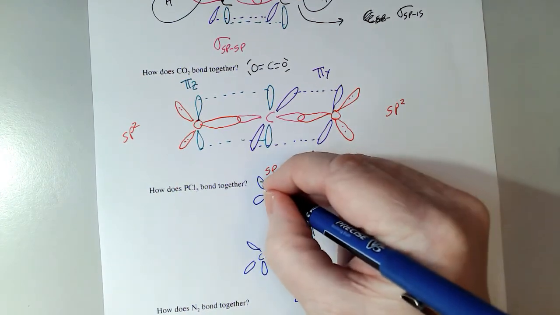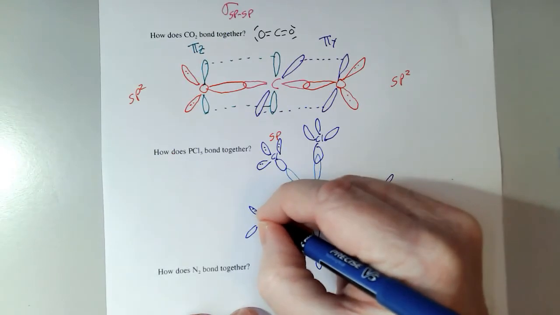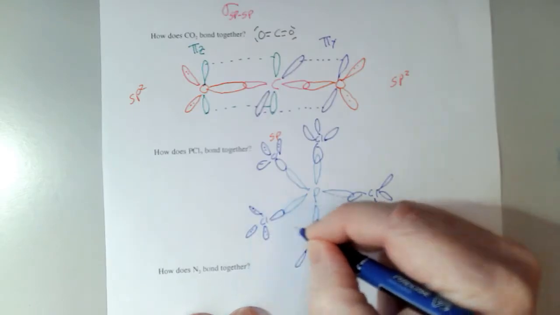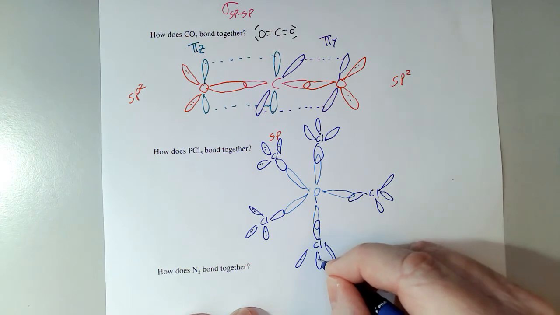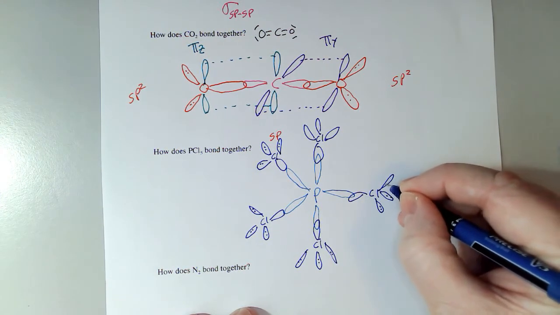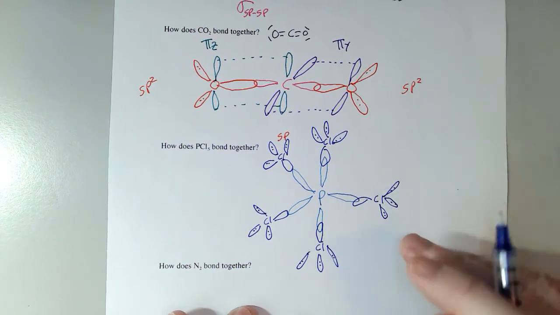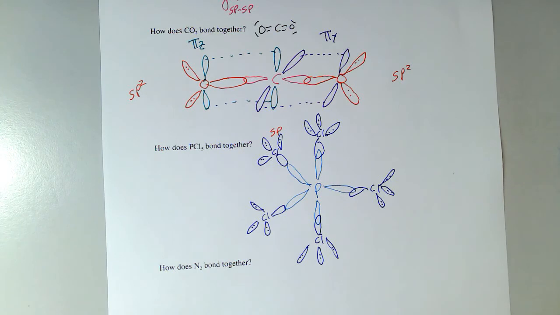And then each of these has a lone pair in them. Lone pairs cannot be homeless. They have to have an orbital to reside in, and that's going to be a hybridized orbital. Okay.